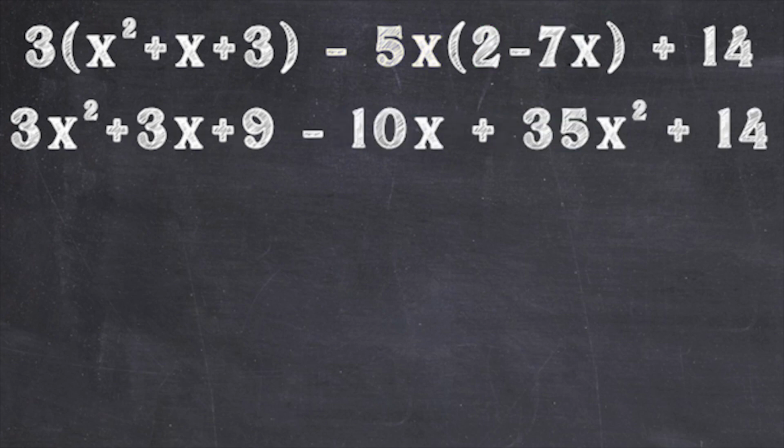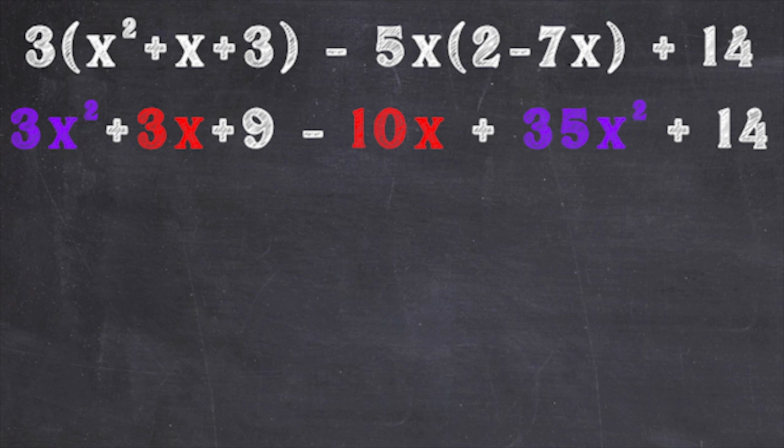At this stage, we now have 6 different terms. Try to identify the like terms. If you look carefully, you should be able to spot 3 pairs of like terms. The first pair involves terms with x squared. These are 3x squared and 35x squared. The next pair is 2 terms with a variable x, 3x and negative 10x. Finally, we have the constants, 9 and 14.